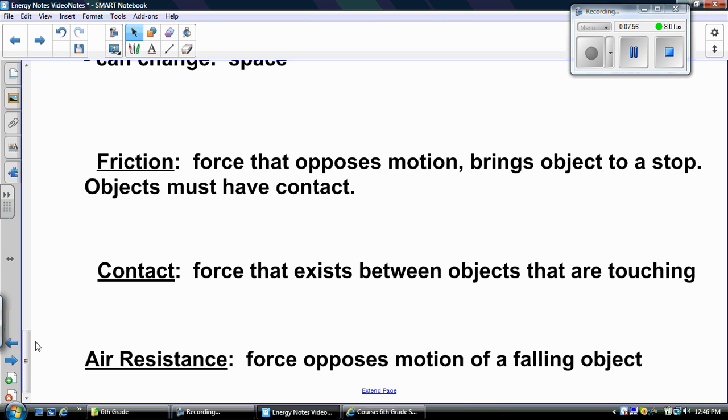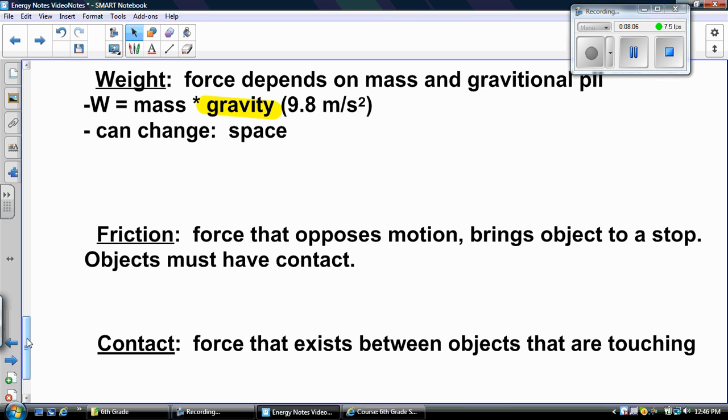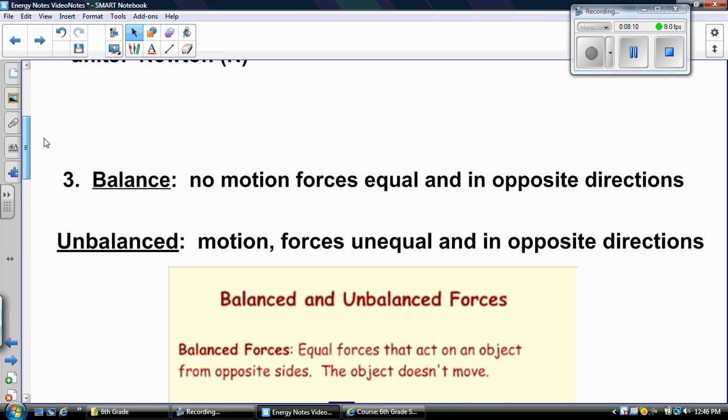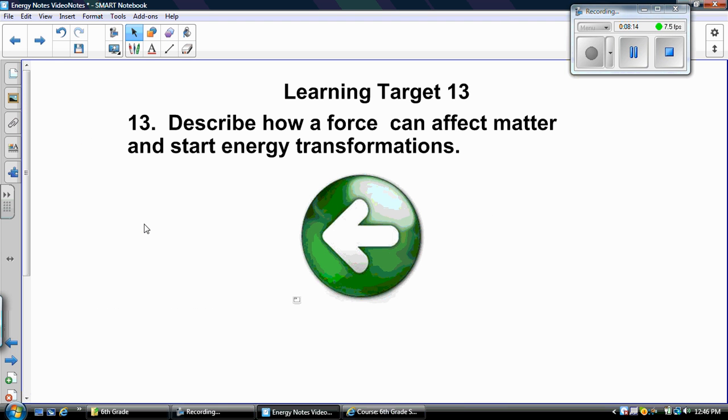So those are some examples of forces that act on objects, and they cause objects to change their motion. They also cause energy to be converted or not converted. So that is how forces affect matter and affect energy transformations.